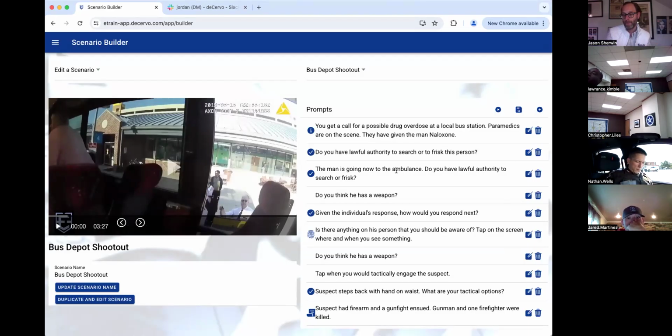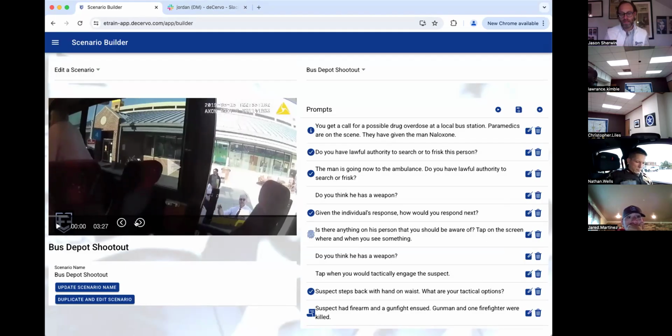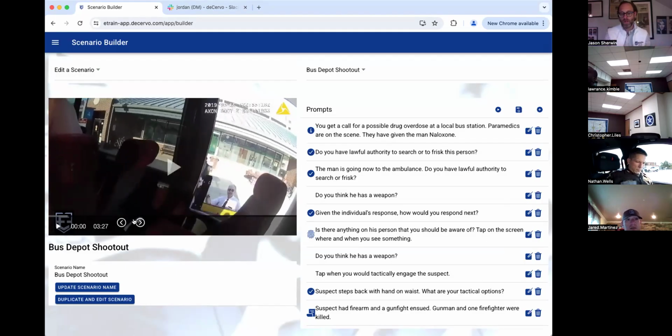Then we have the ability to go in and add the prompts that we want, correct? That's correct. Not only add them, but add them at the particular juncture you want, right? You'd be locked to the particular frame of where you want to be, and you add the prompt right there.